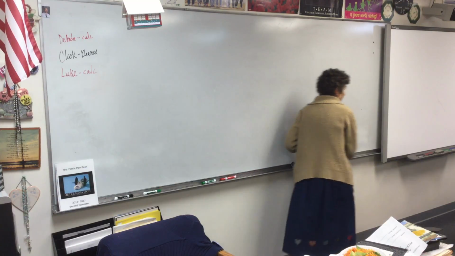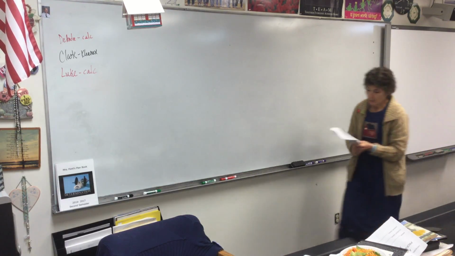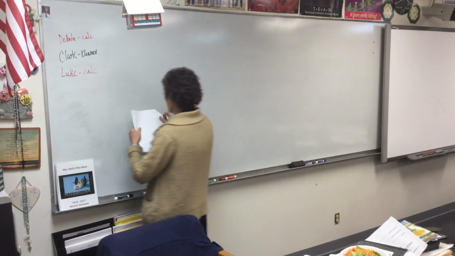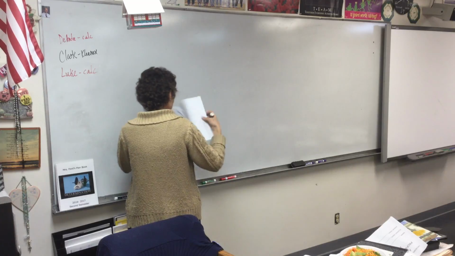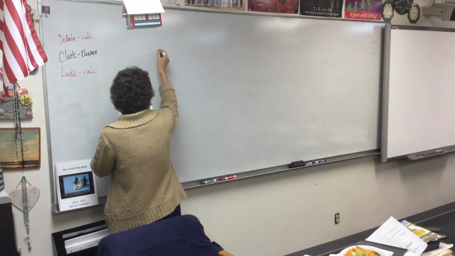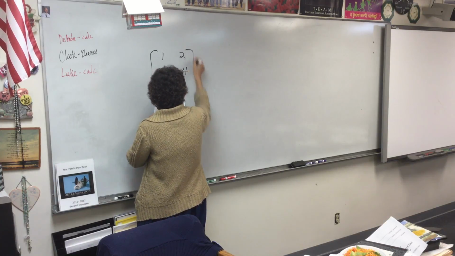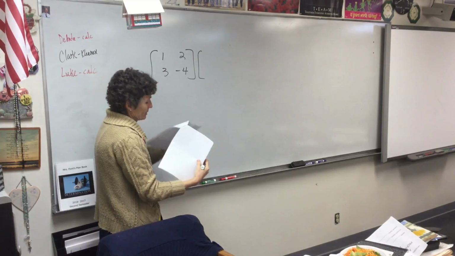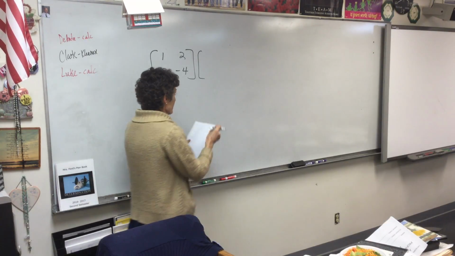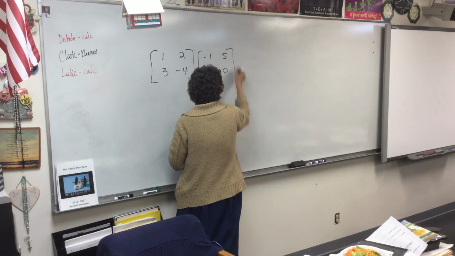All right, so here are the rules for multiplication. They're a little bit trickier. We're going to multiply A times F. A is back here, so I got to get A back here. So A is the matrix 1, 2, 3, negative 4. And I'm going to multiply that by F, which is the matrix negative 1, 5, 3, 0.